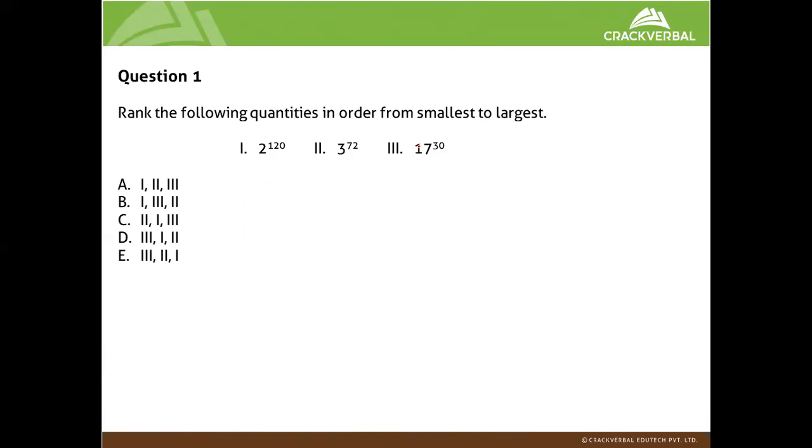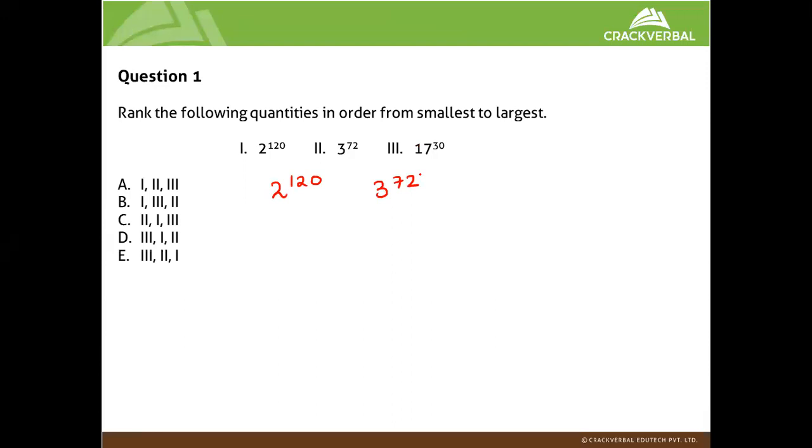If I give you three people and I ask you to arrange them in height order, you would basically take two people, compare their heights, take the taller person, compare that with the third, that would be my tallest, and then compare the remaining two to give me who would be the shortest, right? So I'm going to do exactly the same thing here. I'm first going to take 2 to the power of 120 and 3 to the power of 72, and I'm going to compare these two, right?